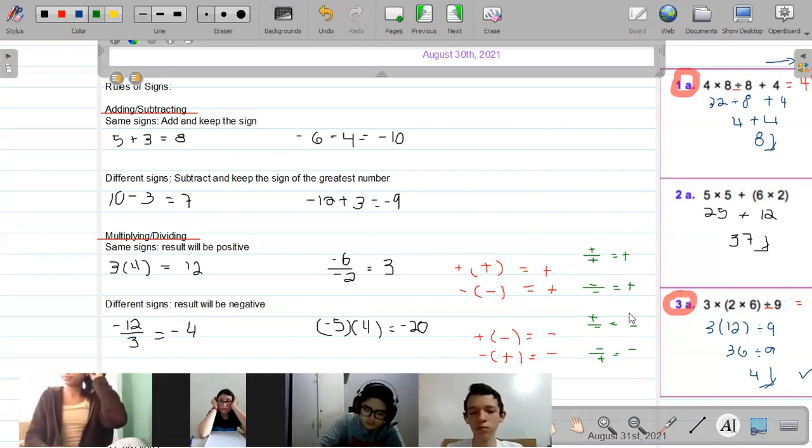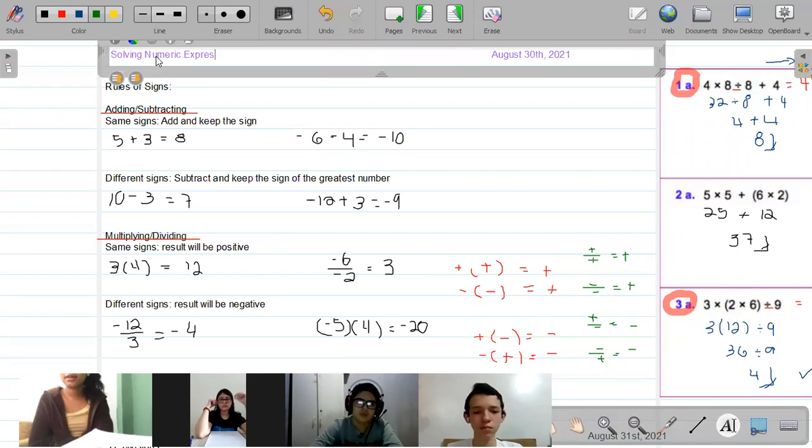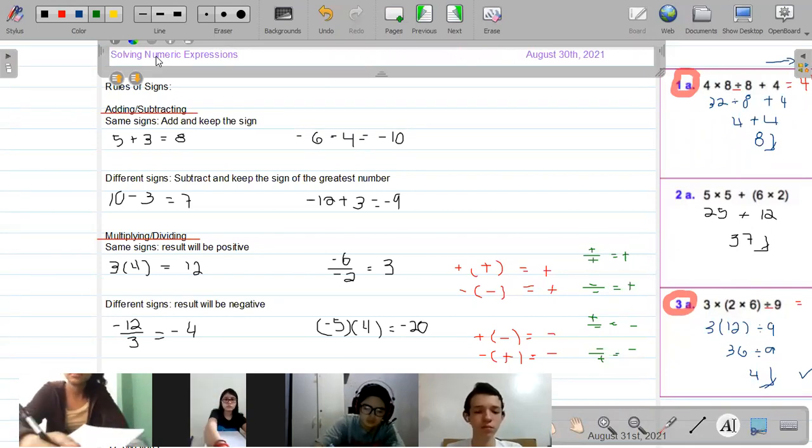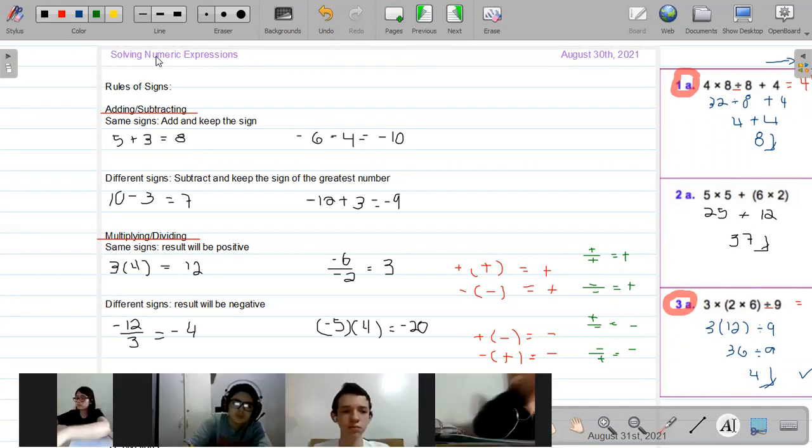It's not in the book. It is called solving numeric expressions. Solving numeric expressions. That's how it's called, okay? Only that. It's not in the book like this. It's called solving numeric expressions.